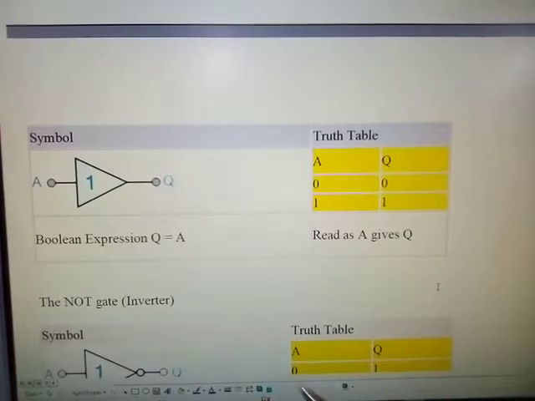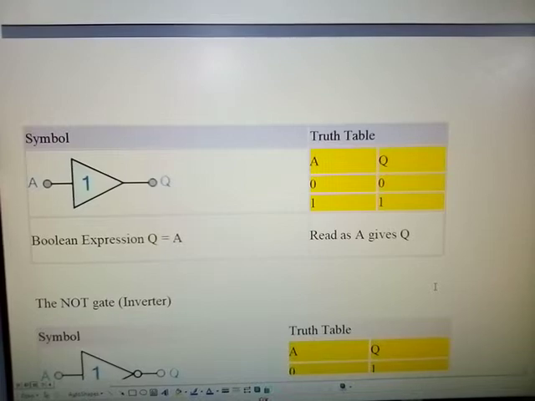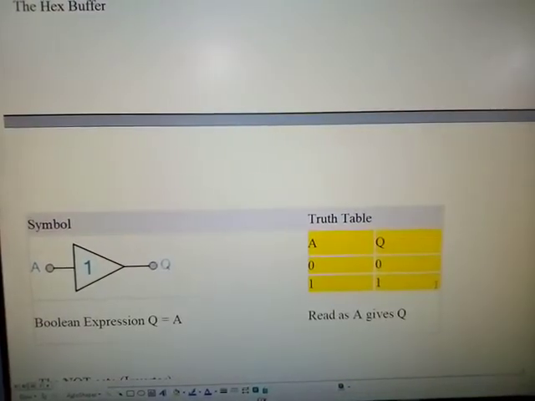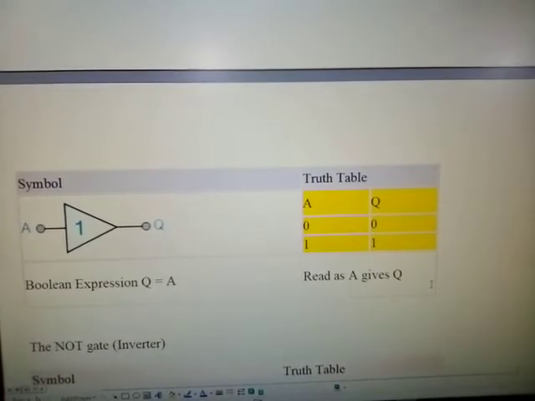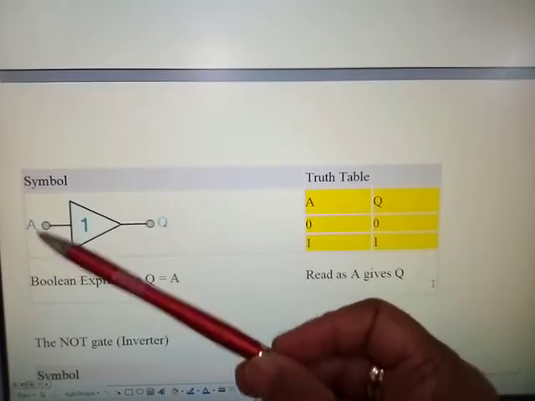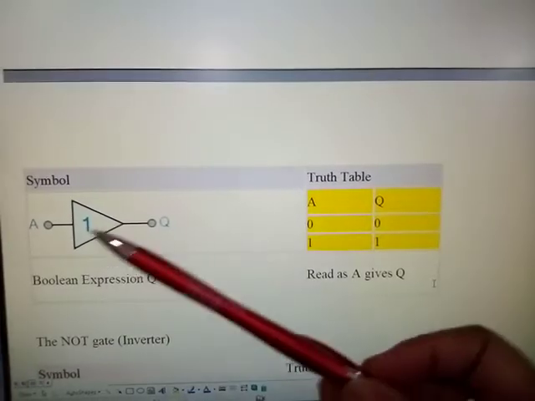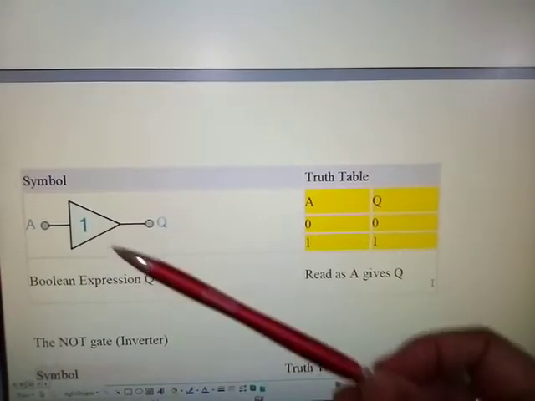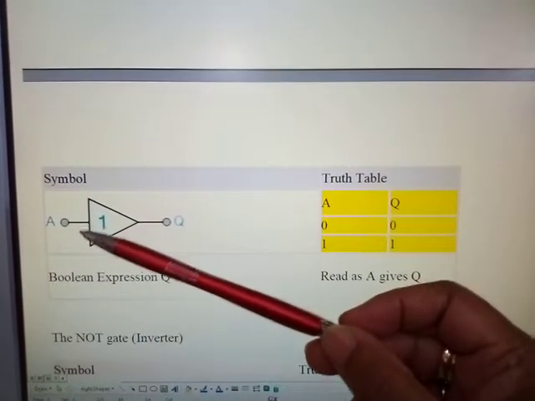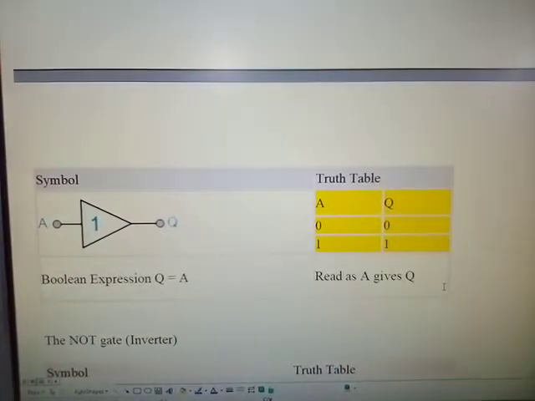Now here we are. Symbol, Boolean expression. Here you can call this just a NOT gate. Okay, I will refer to it as a NOT gate because simply you get out what you put in, basically. But this will be an inverted NOT gate. So here we have the basic NOT gate. You get out what you put in. Expression Q equals A, right?